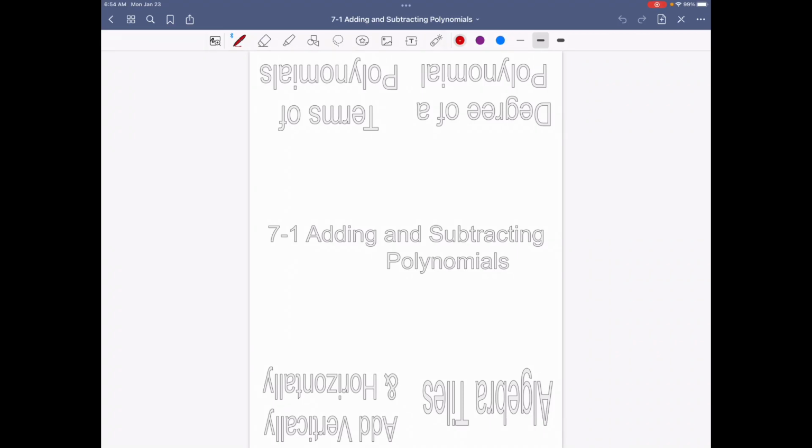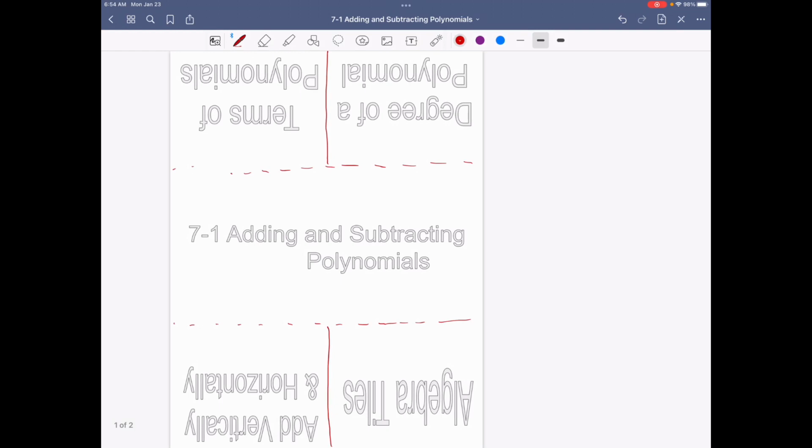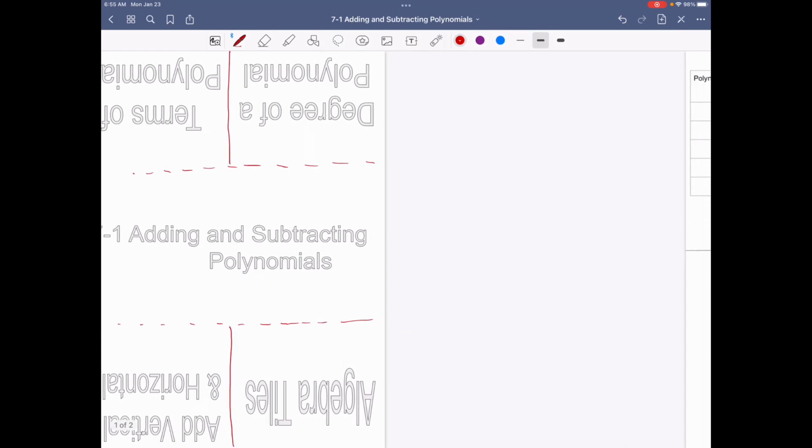This is section 7-1, and it's adding and subtracting polynomials. What you're going to do is fold along this line and along this line, so that when you fold those, you end up with a little booklet. And after you do that, you'll cut just from here to here and here to here so that you'll have little flaps on your foldable. And if you have time, you can come back in and color these with colored pencils if you'd like.